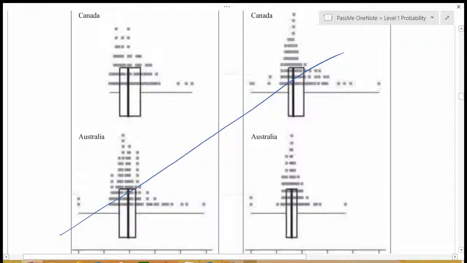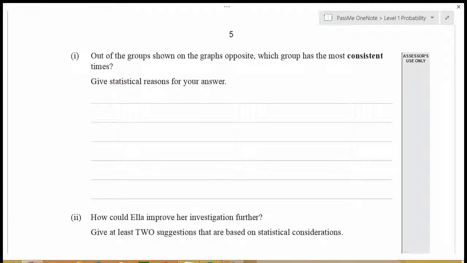Canadian females seem to have a shorter range, while Australian males seem to have a shorter interquartile range. And then if we took out those extreme values, the Australian males is actually tightly packed in, whereas the Canadian females is a bit more spread out. So I'm going to go with Australian males for this question, based on what I've just said really. So let's put pen to paper and get this down. So out of the groups, I'd say Australian males. Okay, now it asks us to give statistical reasons for this.